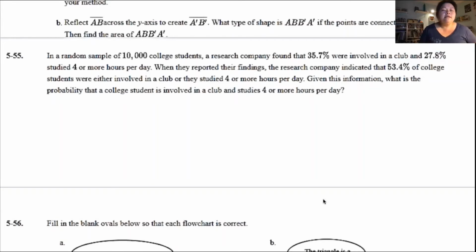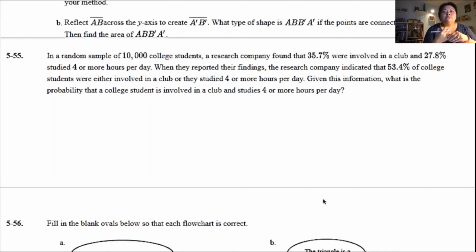probability. So it says on number 55, in a random sample of 10,000 college students, a research company found that 35.7% were involved in a club and 27.8% studied 4 or more hours per day. So two separate events here. One is people going to clubs, one is people who study a lot. Okay. When they reported their findings, the research company indicated that 53.4% of college students were either involved in a club or they study 4 or more. So this is an event where it's something or something, right?